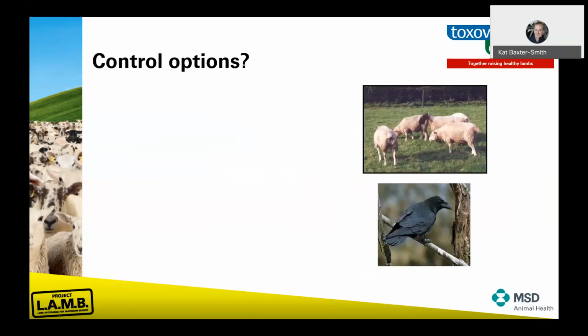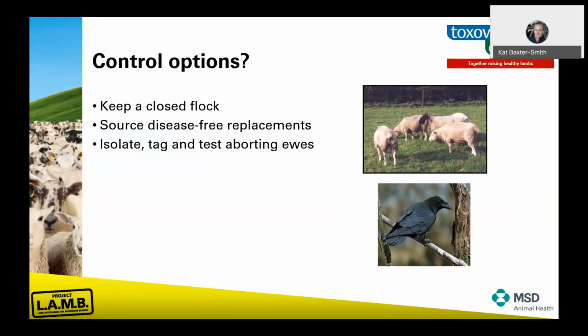So what can you do to control? It's a bit different to toxo. Keeping a closed flock is certainly effective, I think, if you can make sure that that is guaranteed and maintained, particularly also if you're blood testing and sourcing disease-free replacements from EAE accredited flocks. If you have aborting ewes, definitely you need to remove them immediately from the group, tag them, test them, get rid of any bedding or anything that's touched them and burn it.